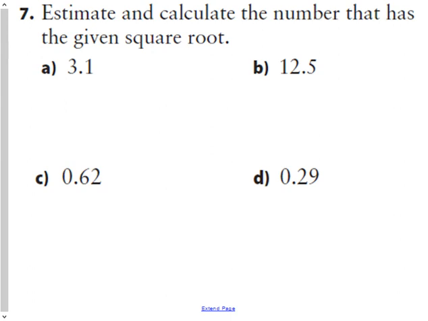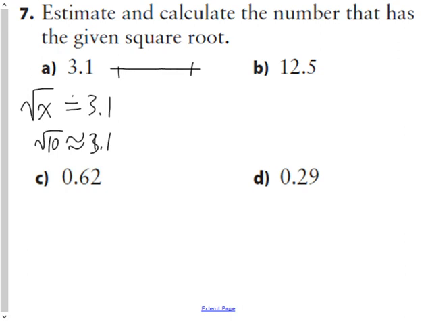Question 7, estimate and calculate the number that has the given square root. This is a different phrasing. What number has a square root of approximately 3.1? Well, since I know the square root of 9 is 3, then maybe the square root of 10 is approximately 3.1. That seems reasonable. I'll show you with a number line. The square root of 9 is 3. The square root of 16 is 4. Therefore, maybe 10-ish would be 3.1, and I'm not sure.